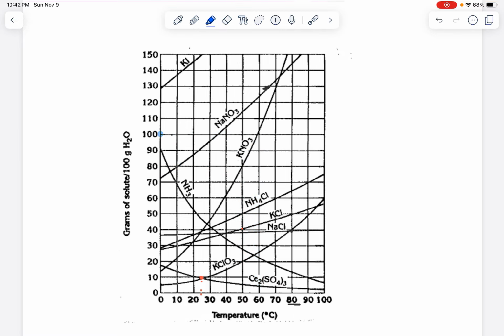All right. Some of the other kind of questions you could be asked. You could be asked what type of solution would we have at a certain point. So let's say that we are dealing with NaNO3, and let's say that we had 90 grams dissolved at 40 degrees. So we'd go across and say, okay, 90 grams hits 40 degrees here. So this is our data point. And for NaNO3, that's below the line. So if it's below the line, we know it's unsaturated. So this one would be unsaturated.